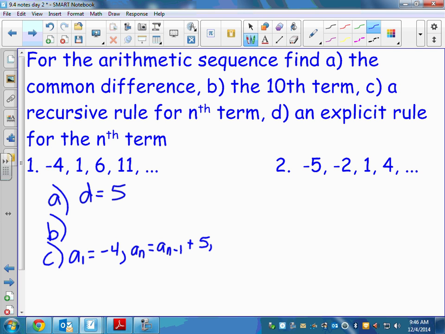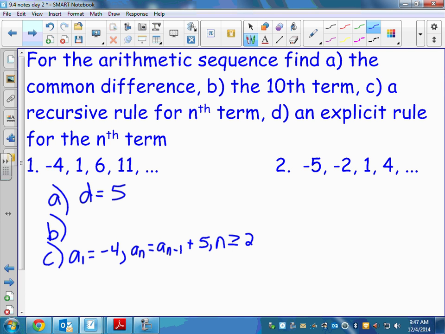So, what we really should say when we do the recursive term is we're supposed to give the first term, right? In a recursive sequence, they tell you the first term. So, a sub 1 equals negative 4, and then I'm going to say for every term after that, take the one before it and add the common difference. So n is greater than or equal to 2.